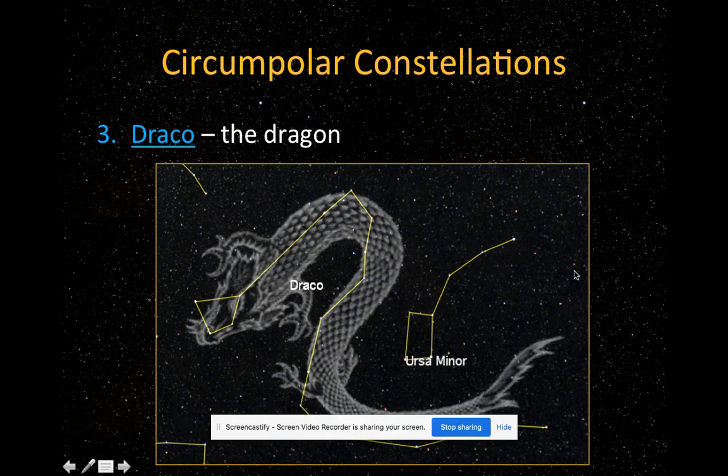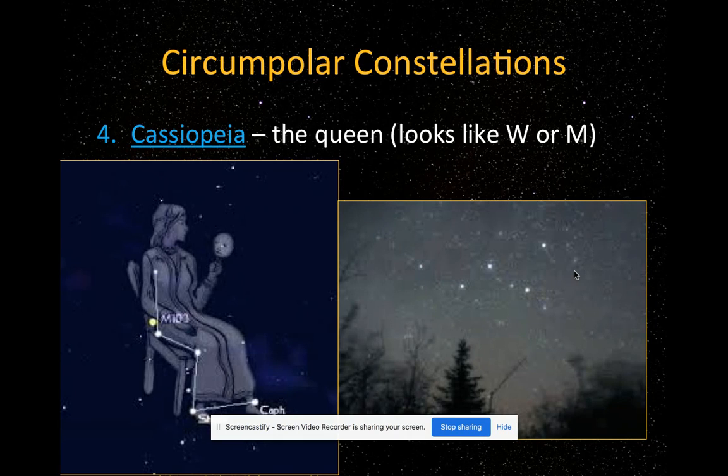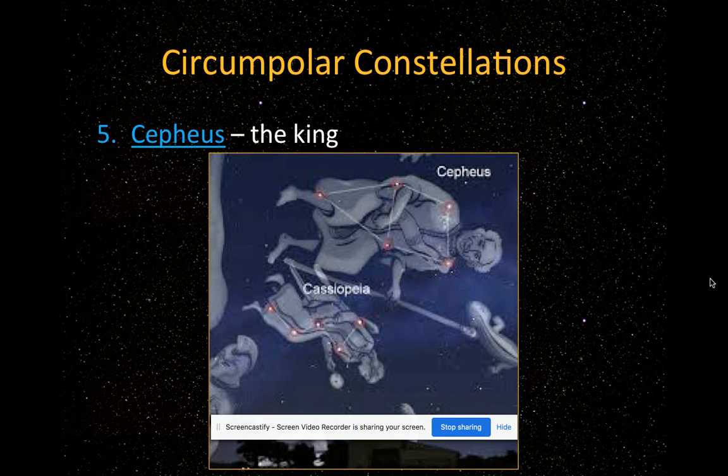Our next circumpolar constellation is Draco the Dragon, seen here. We also have Cassiopeia the Queen, and Cassiopeia is pretty easy to spot. You're going to find either a W or an M in the sky, depending on which way it's arranged. If it's sideways, it could look like a 3 or an E. But Cassiopeia is fairly easy to spot in the night sky. This is another one you can see all year long. Cepheus the King is going to be shaped like a house, and it's right next to the queen.